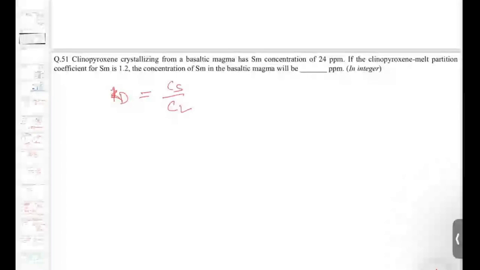So this is equal to Cs by Cl, the concentration of a particular element. Suppose an event is occurring. This is a magma that is crystallizing. After some time, you saw that this is the part that has crystallized. So this is the crystal that is formed.